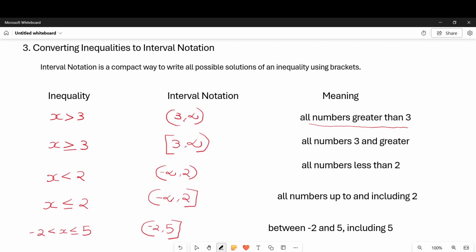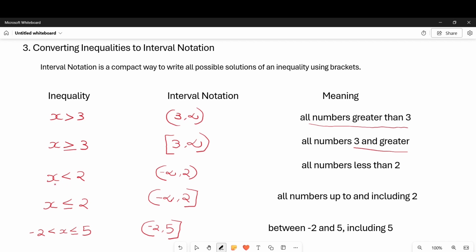See the difference between the first one and the second one. The 3 is included. That's why you use the close bracket here. So comma infinity. Always use an open bracket for the infinity. So all the numbers 3 and greater. So 3 is also included. That's why you use the close bracket here, because there is an equal symbol here.